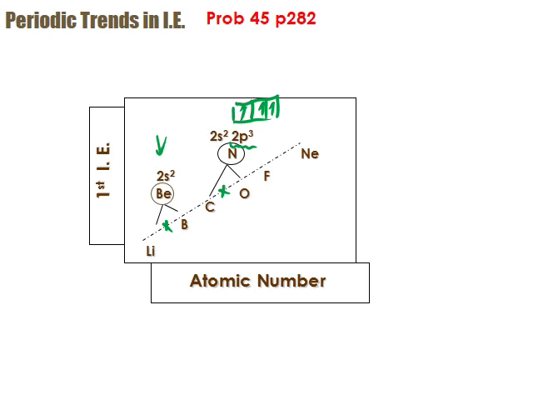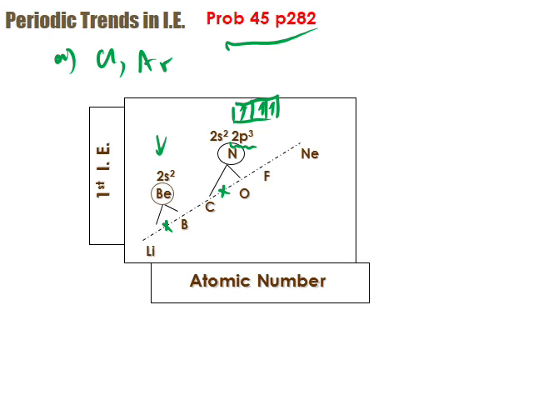Now we are going to do problem number 45, page 282. In problem 45, the question is, based on their positions in the periodic table, predict which atom of the following pairs have the smaller first ionization energy. So let's first do 45A. In 45A, question is between Cl and argon. So let's write down Cl and argon. It would be helpful if you look at periodic table at the same time.